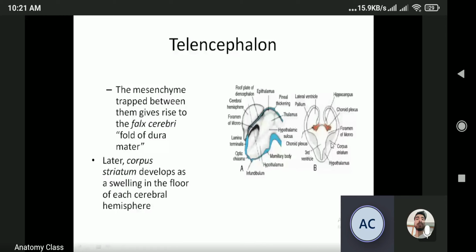So you have to remember all this. First you have to know the names, then only you will understand. So just make the points and write them down.